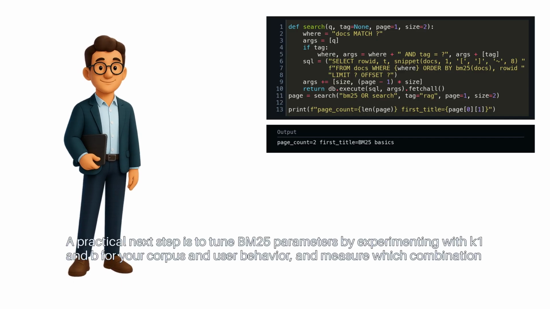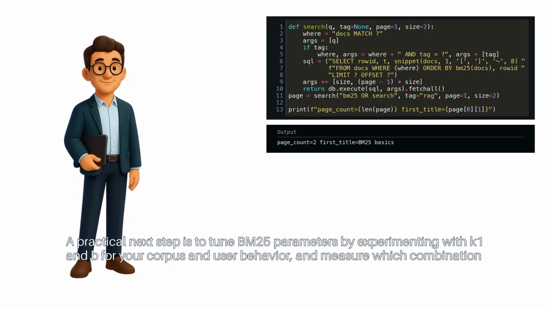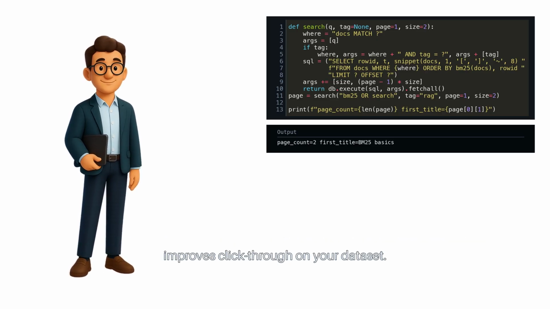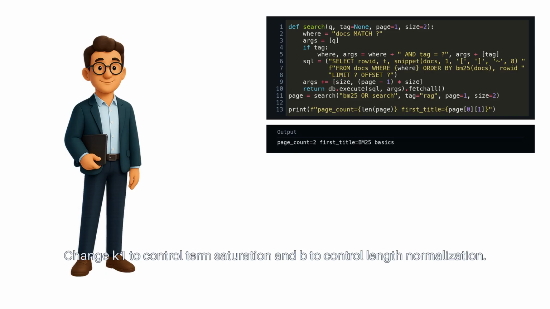A practical next step is to tune BM25 parameters by experimenting with k1 and b for your corpus and user behavior, and measure which combination improves click-through on your dataset. Change k1 to control term saturation and b to control length normalization.